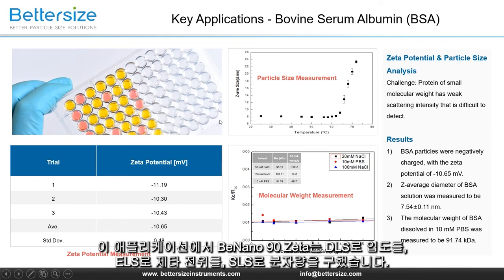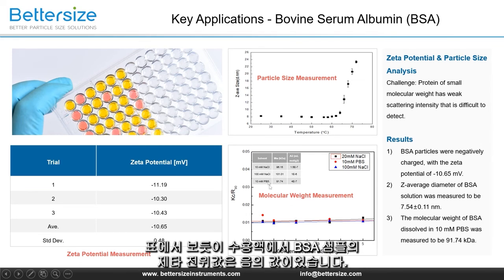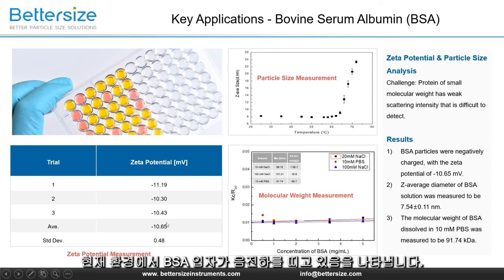In this application, the BeNano 90 Zeta obtained the particle size with DLS, the Zeta Potential with ELS, the molecular weight with SLS. As shown in the table, the Zeta Potential value of BSA sample in an aqueous solution was negative, indicating that the BSA particles were negatively charged in the current environment.